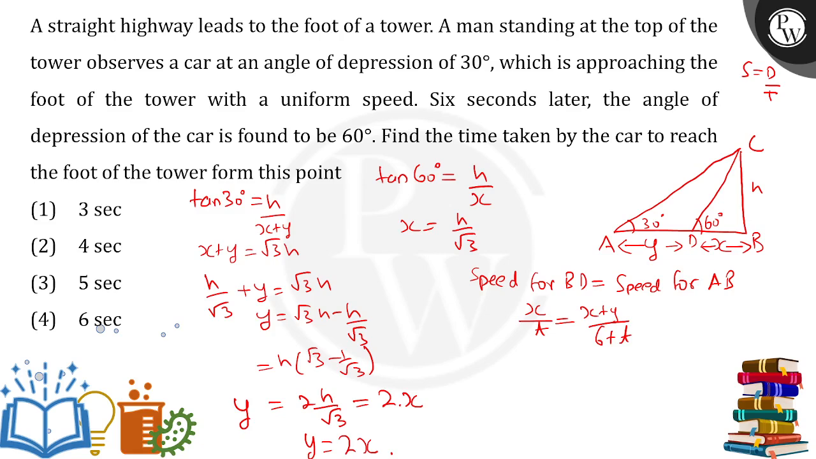So using that relation, since y is equal to 2x, I'll put up the value of y as 2x. So this becomes 3x upon 6 plus t. Let me write it to show you. X upon t is equal to 3x upon 6 plus t. When you do the calculation, x and x get cancelled out. You are left with t only, and 6 plus t is equal to 3t. From here, t will go to the other side. 3t minus t, that is 2t equals 6, and t value comes out to be simply 3 seconds.